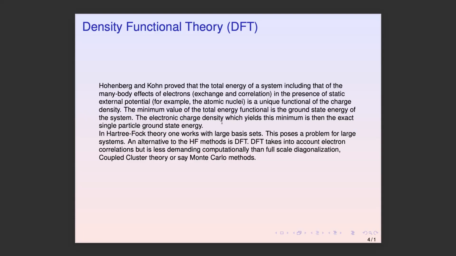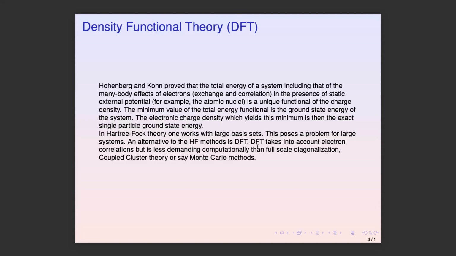That's the definition of the charge density. So that charge density, which yields this minimum, is then the exact single particle ground state energy. So in Hartree-Fock theory, you work with typically large basis sets when you're doing that. And that often poses a problem for large systems. And an alternative is normally DFT.